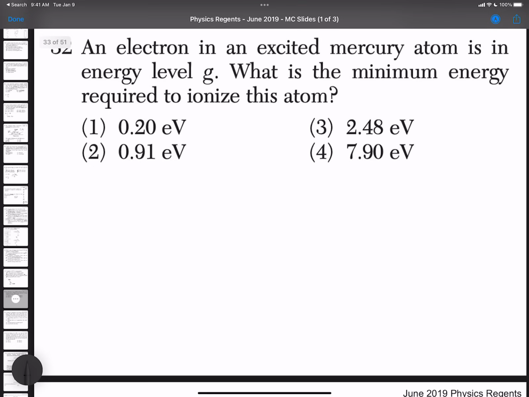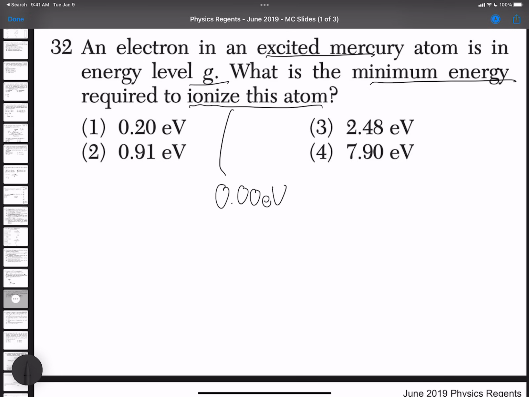All right, question 32. An electron in an excited mercury atom is in energy level G. What is the minimum energy required to ionize this atom? Ionization requires getting to 0.0 electron volts of energy, because past that, the electron will have positive energy and is no longer bound to the atom.